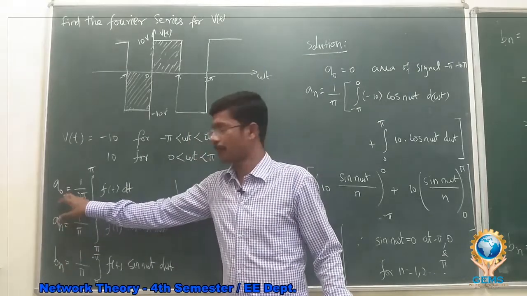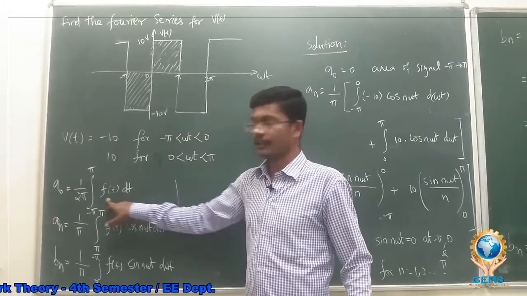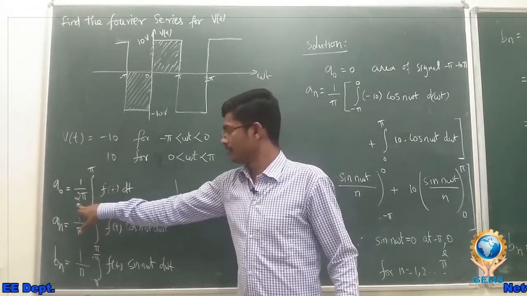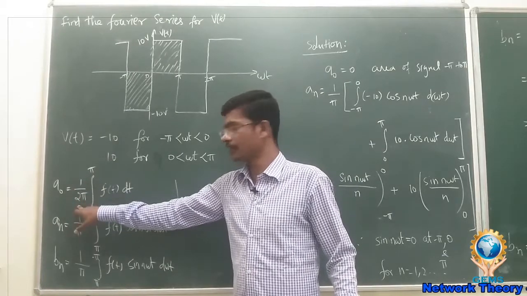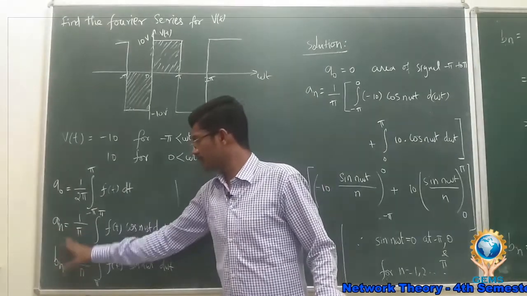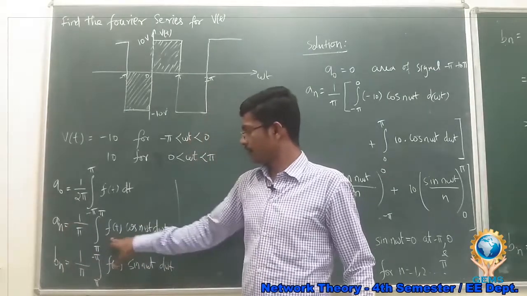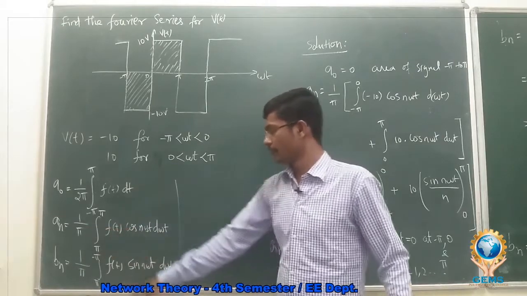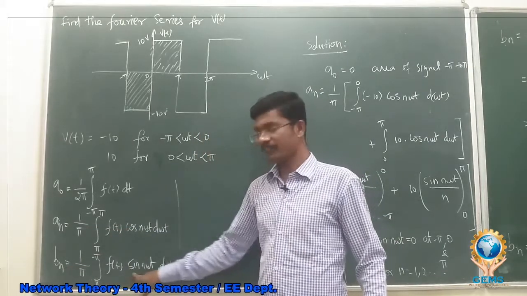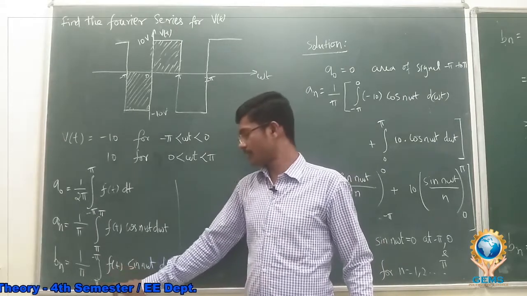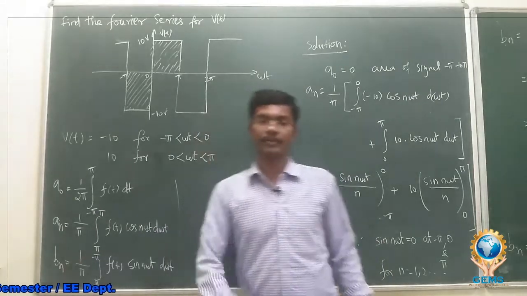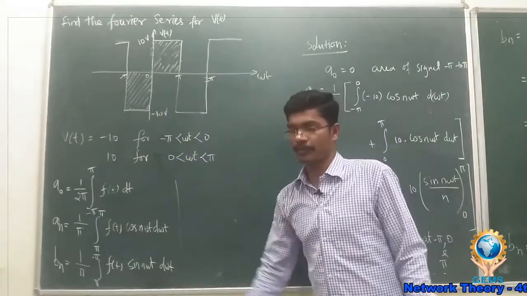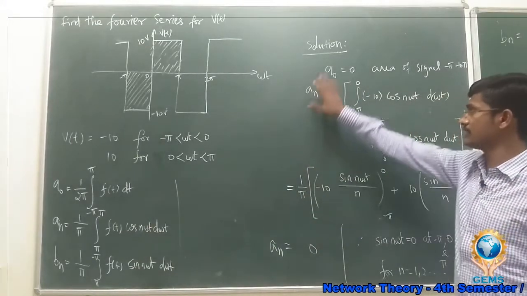For finding a naught, we integrate with the limit of minus pi to pi or 0 to 2 pi, with 1 by 2 pi before that. In a n and b n there will be 1 by pi. For finding a n we multiply f of t with cos n omega t and then integrate. For b n we multiply f of t with sin n omega t, then integrate, and we will find b n. So this is the given function, and in this function we are going to find the constants. So this is the solution.